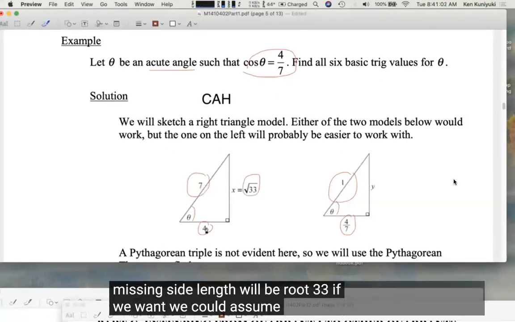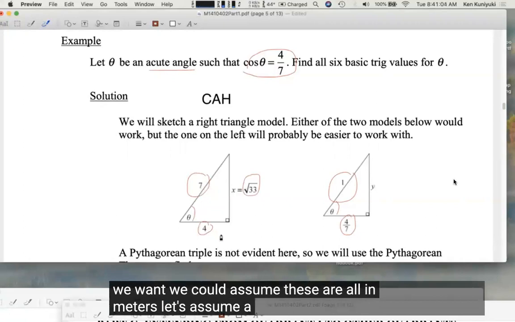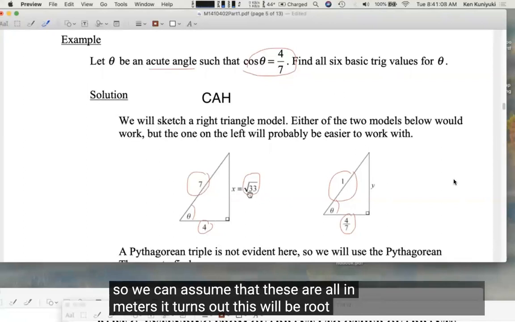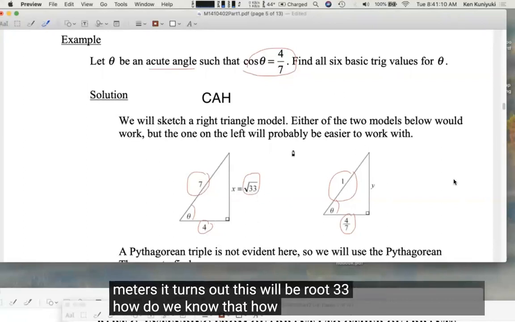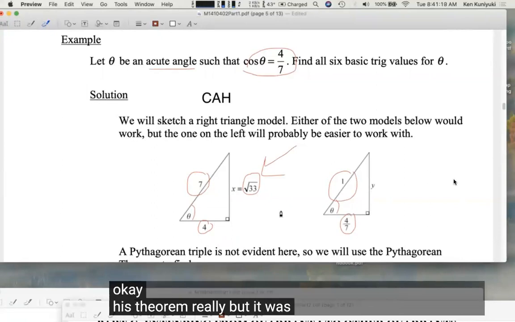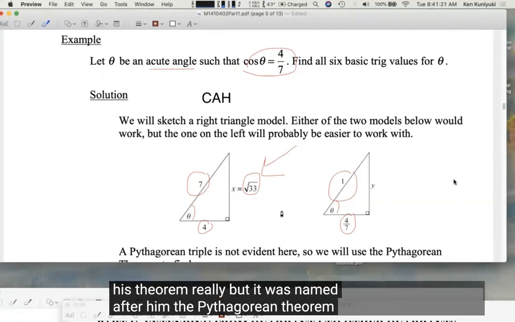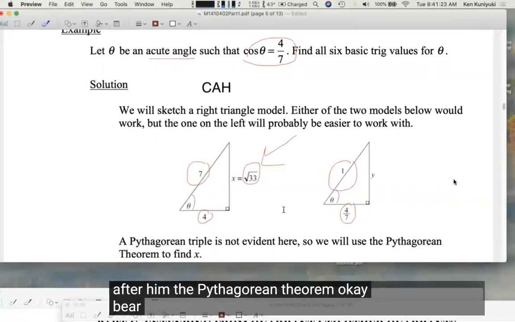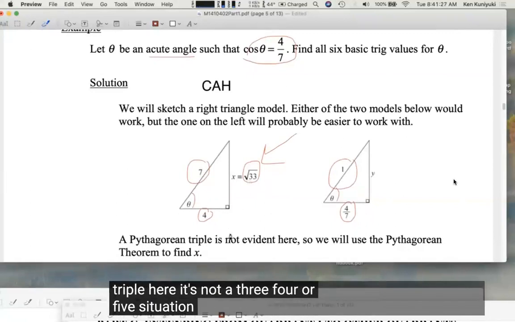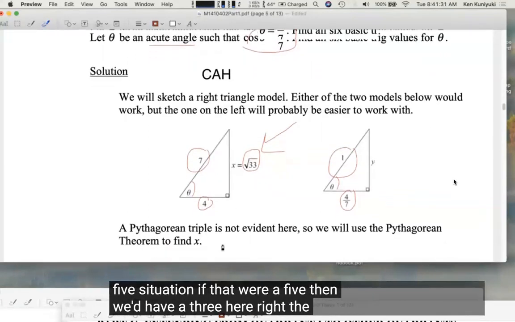If we want, we could assume these are all in meters. Let's assume a common unit. It turns out this will be root 33. How do we know that? How can we find this out? From whose theorem? Mr. Pythagoras. Again, it wasn't his theorem, really, but it was named after him. The Pythagorean Theorem. Okay, bear in mind, we don't have a Pythagorean triple here. It's not a 3, 4, 5 situation. If that were a 5, then we'd have a 3 here, right?